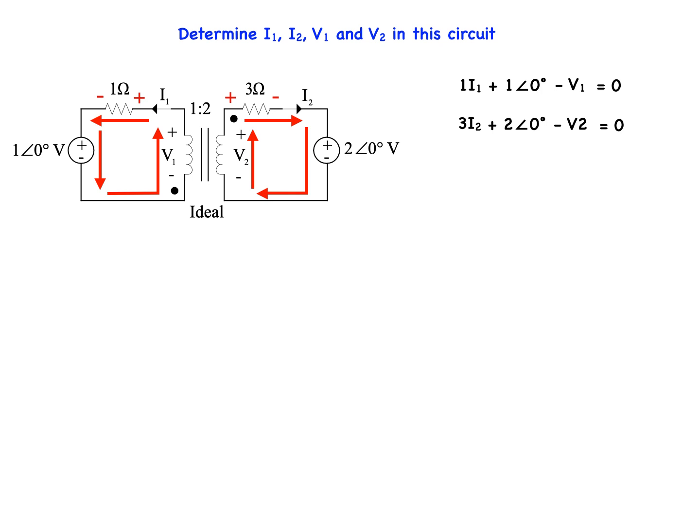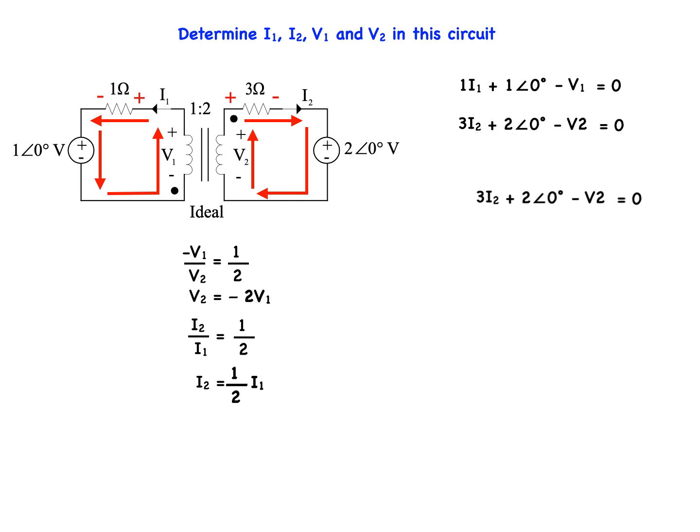We can equate the variables V1, V2, I1, and I2 based on the ratio and polarity of the transformers and get minus V1 divided by V2 is equal to 1/2, and that makes V2 equal to minus 2V1, and I2 divided by I1 is equal to 1/2, which can be rewritten as I2 is equal to 1/2 I1.